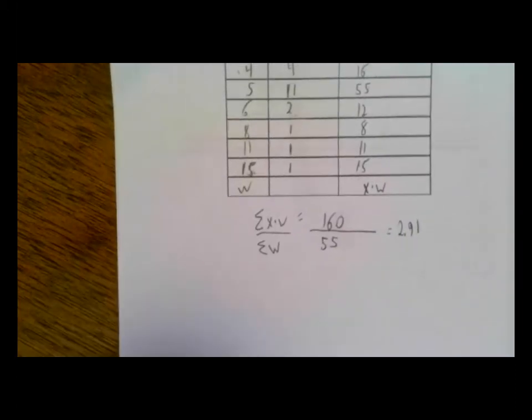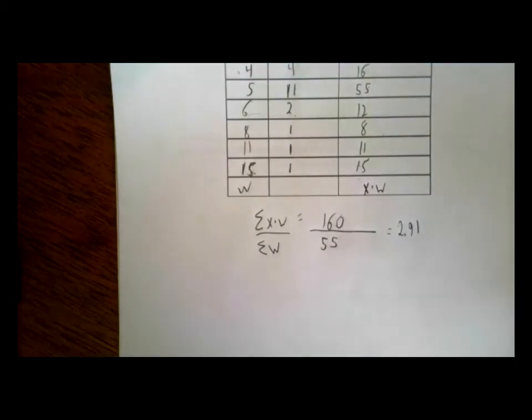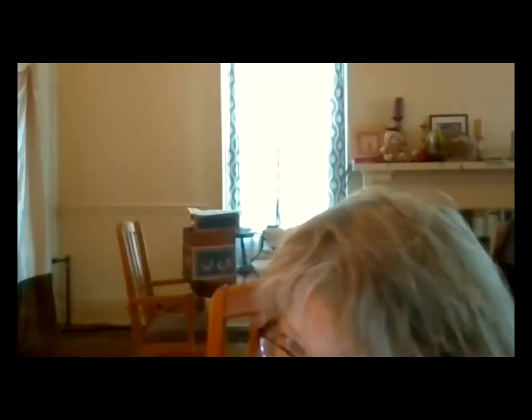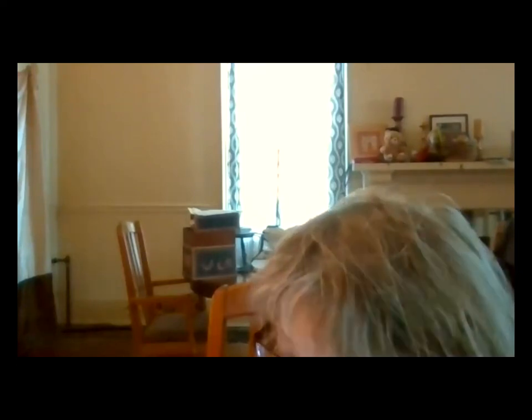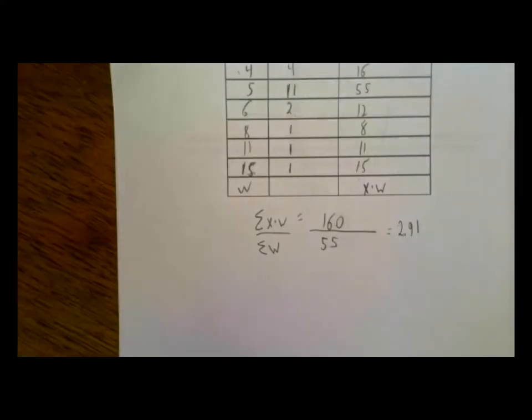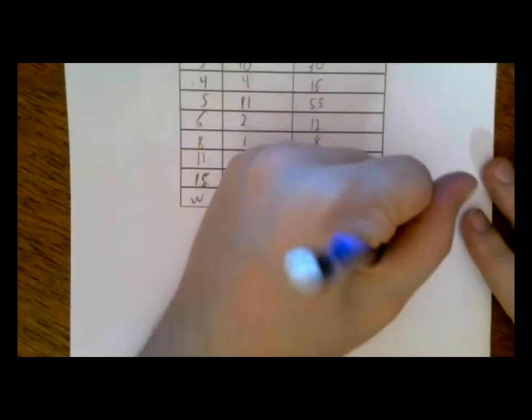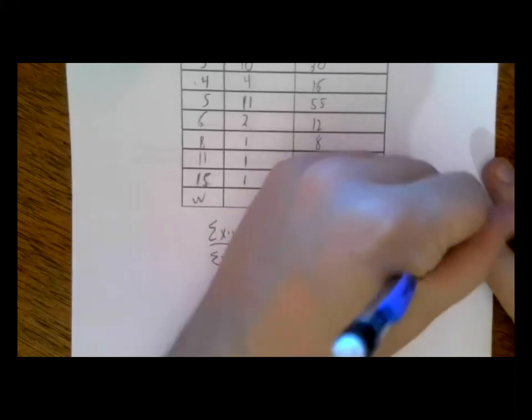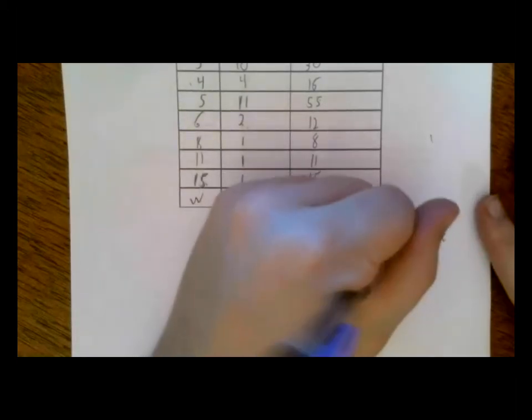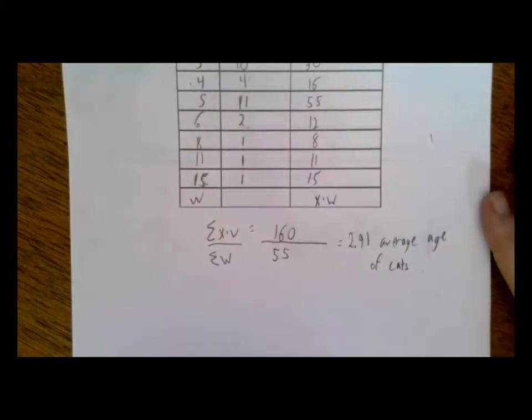So we have this, but what does that number mean? That's the average age of the cat, a little less than 3 years old. Yeah, the average age of the cats in the shelter is just under 3 years old. I just want to label that, so average age of cats. I'll leave it at that, just to make sure that we answer the question and it's clear to anybody that might be reading this.